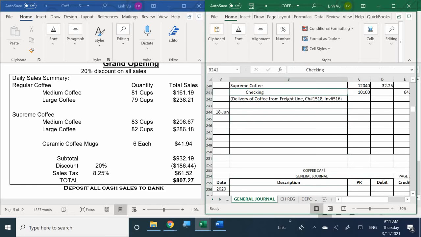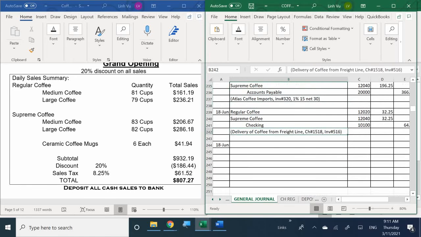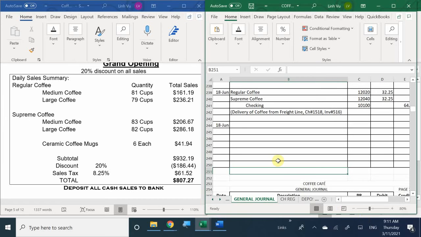Okay, so let's double check if we have enough space in the journal. Okay, let me decide what I want to do. Okay, so we don't have enough space in this journal. Every time we run into this situation where we want to enter in a transaction, but we don't have enough space in our journal.